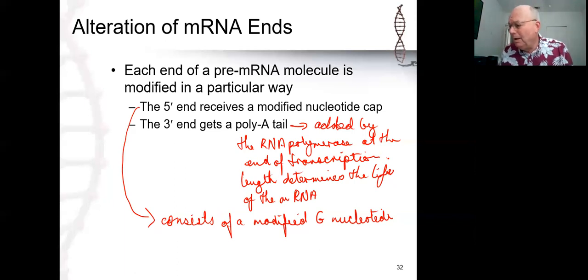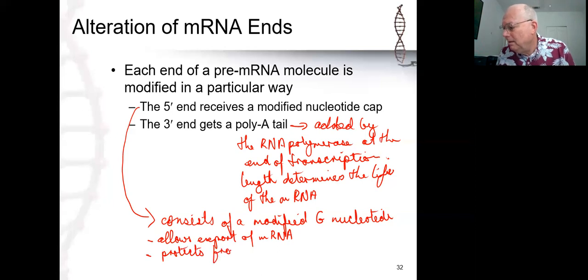What does this do? Well, it allows export of the mRNA, protects from degradation, and identifies the 5' end to the ribosomes.